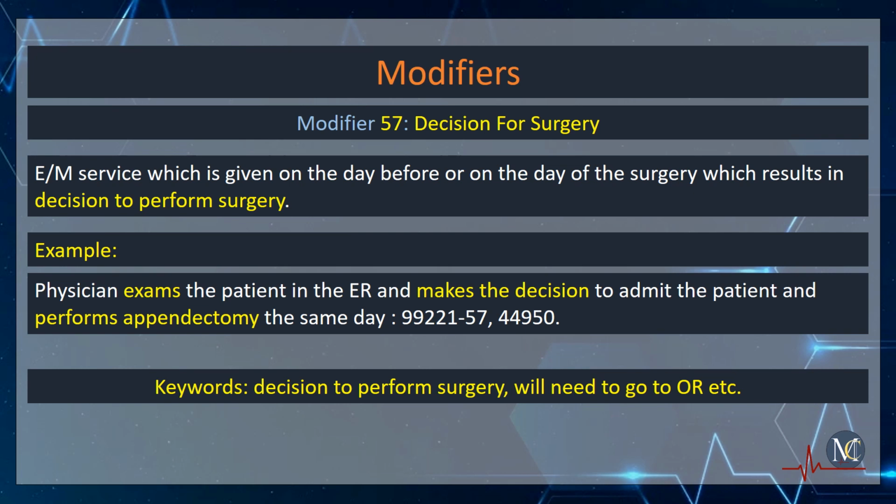Let's take an example. A physician examines the patient in the emergency department and makes a decision to admit the patient and perform an appendectomy on the same day. The first code will be the evaluation and management code along with modifier 57, and the second code will be the surgical code. The common keywords used in the procedure to apply modifier 57 are decision to perform surgery, will need to go to the operating room.